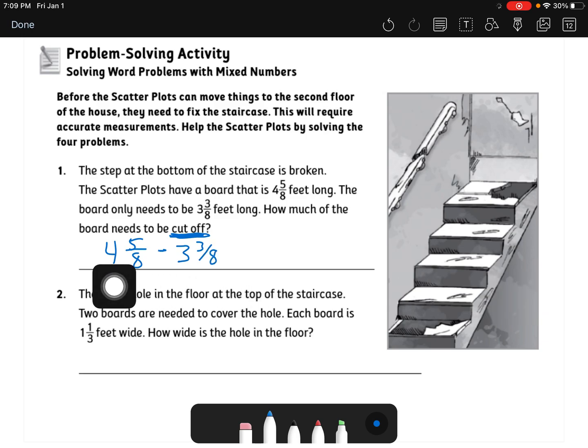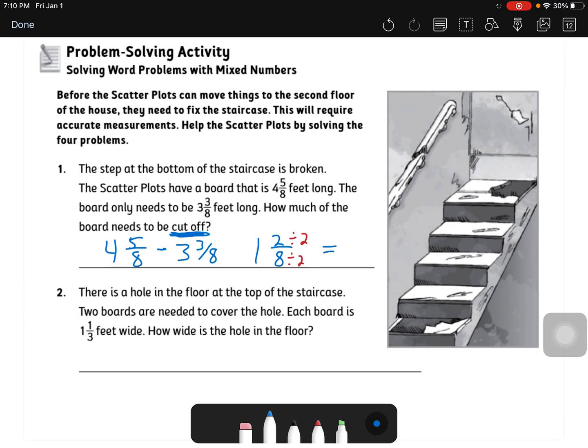Okay, so if we look, we can see subtraction. We already have 8ths for both, so we don't have to change anything. So let's go 4 minus 3 is 1, and 5/8 minus 3/8 is 2/8. But we can simplify 2/8, so we divide by 2, and our answer is going to be 1 and 1/4 feet. Okay, so we got to cut off 1 and 1/4 feet so that we get the board to be the right length, which would be 3 and 3/8.